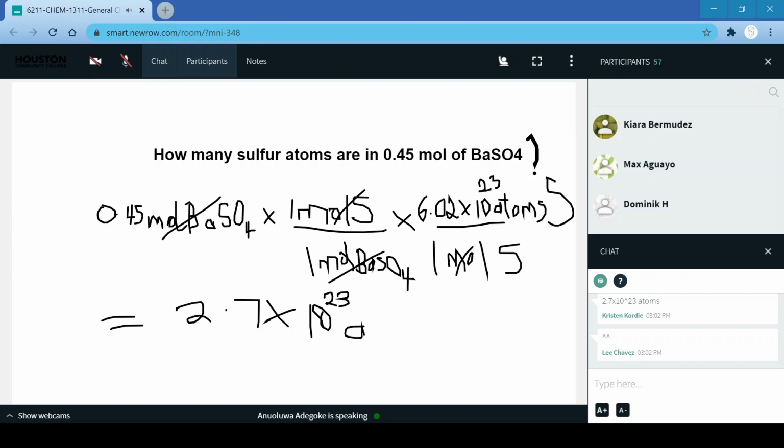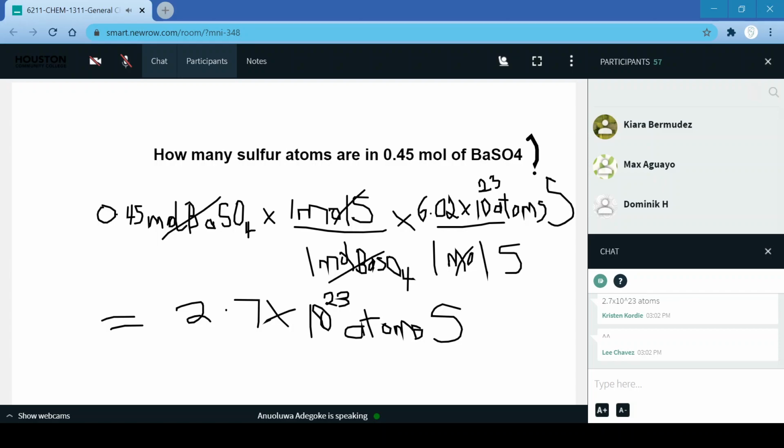Any questions on that? So the given unit should cancel out, and we should only be left with the desired unit. The desired unit is atoms of sulfur. The given unit is moles of barium sulfate. So that is basically how we go from mole to atoms.